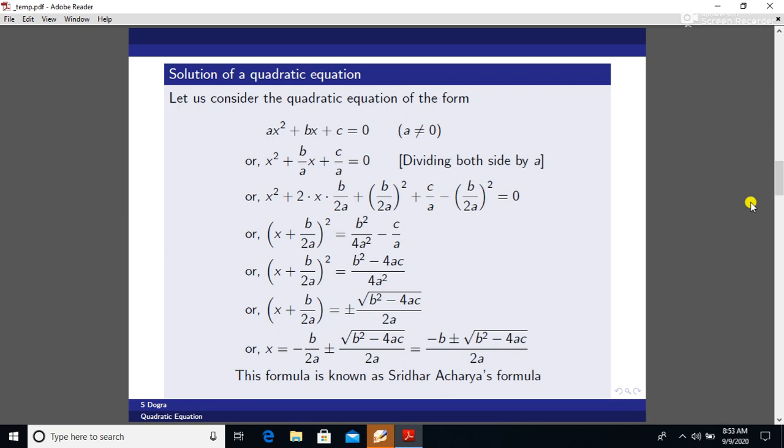Now I come to solution of a quadratic equation. Let us consider the quadratic equation of the form ax² + bx + c = 0 where a ≠ 0. Since a ≠ 0, therefore we can divide both sides by a. Dividing both sides by a, we get x² + (b/a)x + c/a = 0.